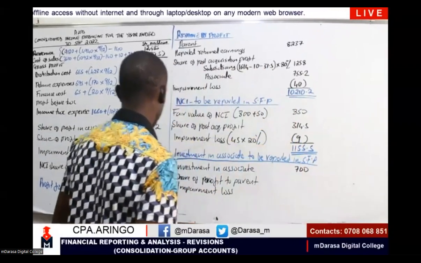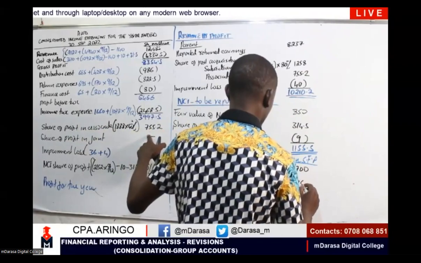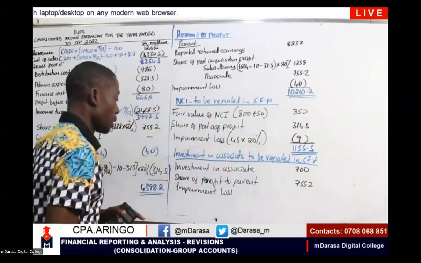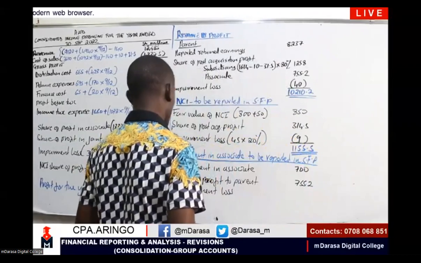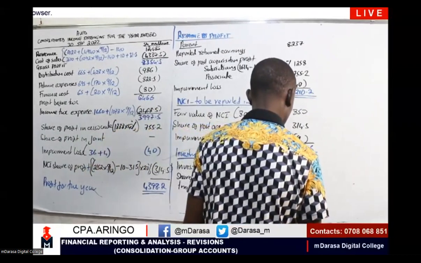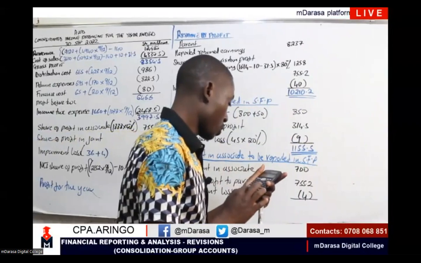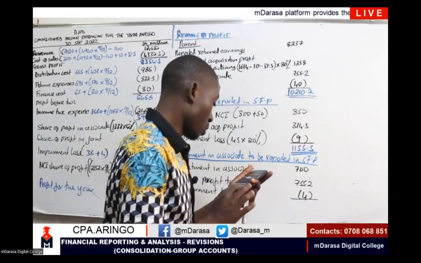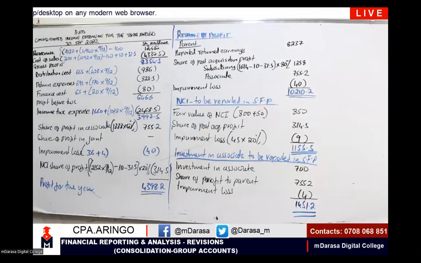Share of profit to parent, we had already computed here. That was 755.2. Impairment loss, we saw that in this case we had a figure of 4, right? So at the end of the day, what would you be having? 700 plus 755.2 minus 4 to give us 1451.2. So that is our investment in associate to be reported in our SFP. Great.